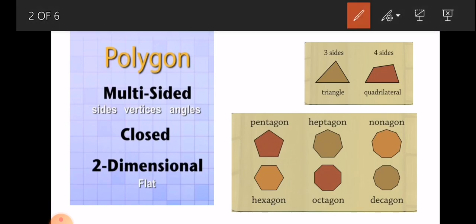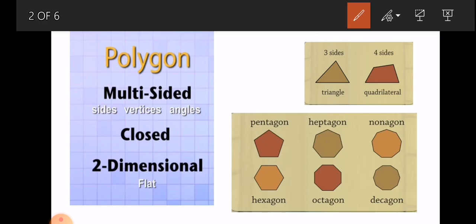First, we explained what is the meaning of the polygon, and I told you that to know if the shape is a polygon or not, it means it must be a closed shape, not opened. The second, it has to be a flat shape. Third, it has straight sides, not curved lines. If you have the three properties, we will say it's a polygon. So it's a multi-sided shape, closed, two-dimensional means flat.